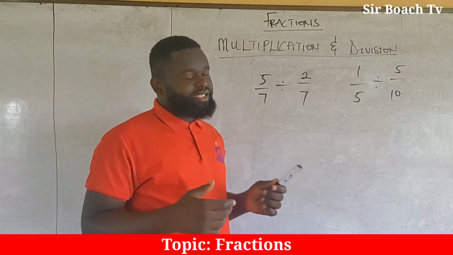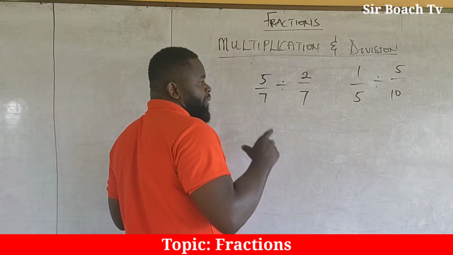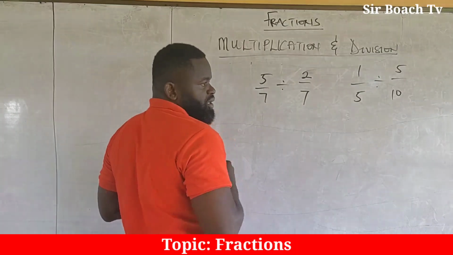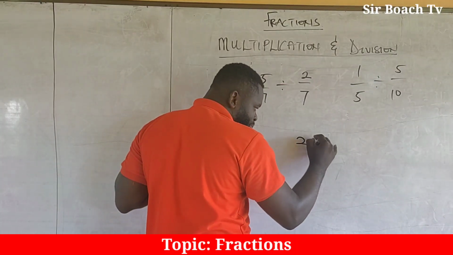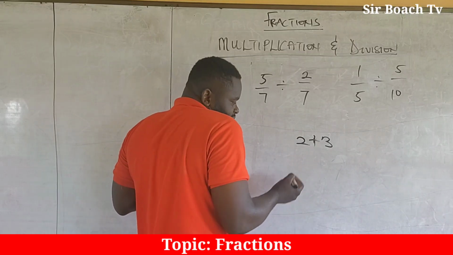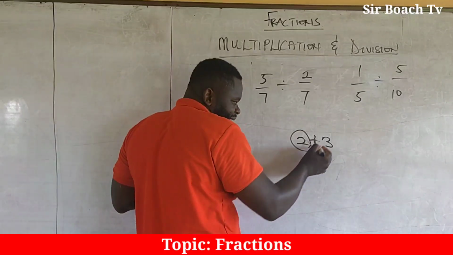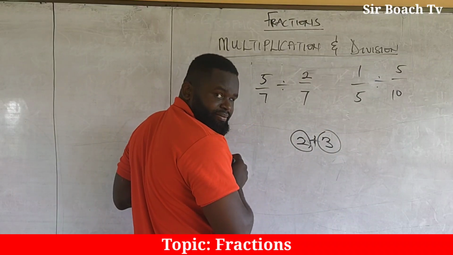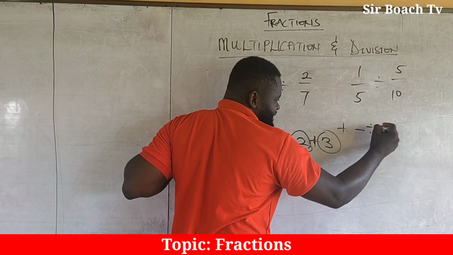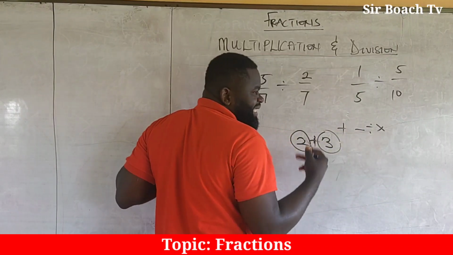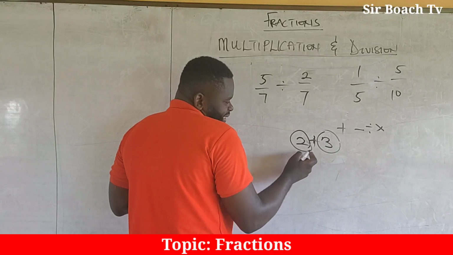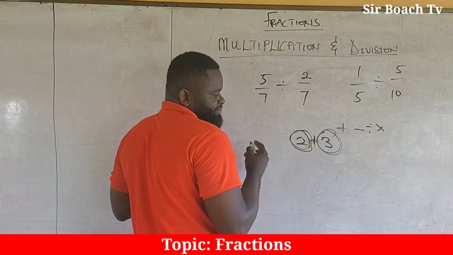When we are dividing fractions, our concentration will be on the other term. Before we come to this, when we have something like 2 plus 3, it has 2 terms. This is seen as the first term, and this is seen as the second term. The signs we use in math, plus, minus, division, and multiplication, tell us how many terms we have. So 2 plus 3, we have 2 terms.